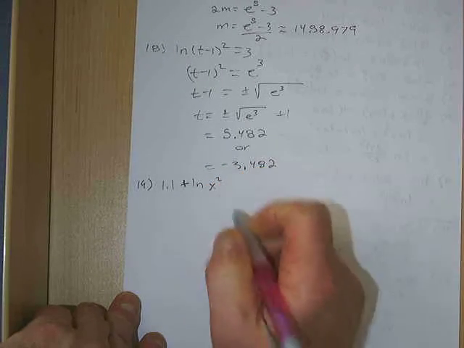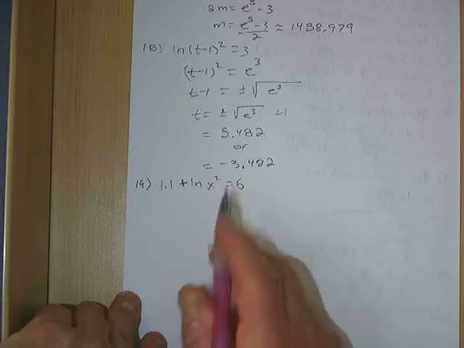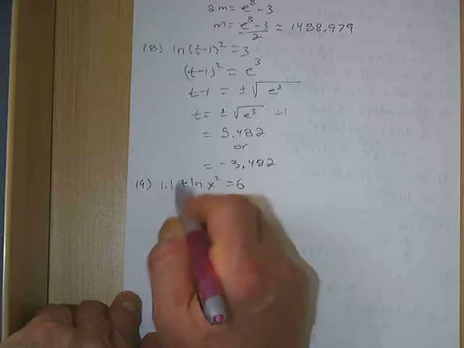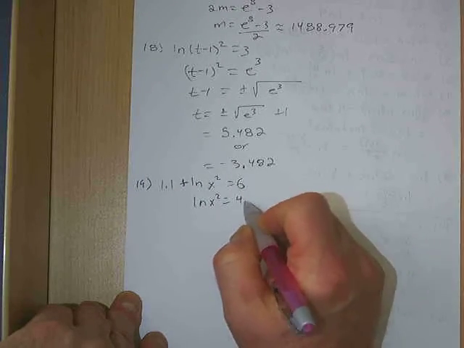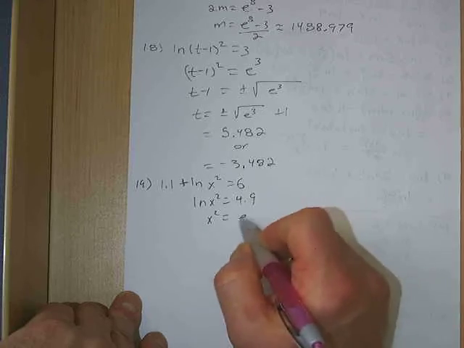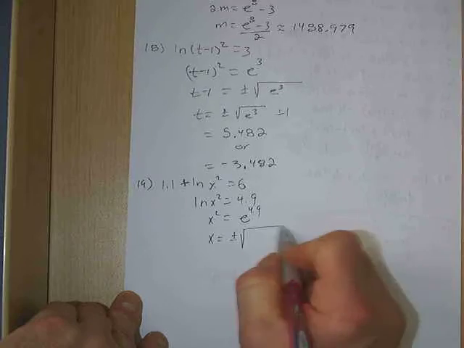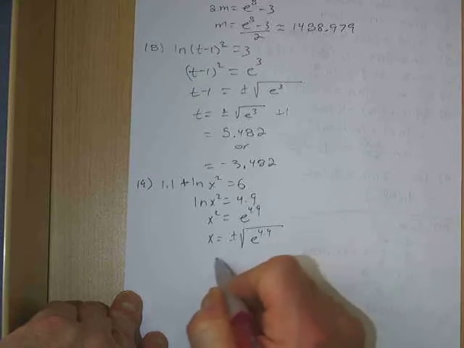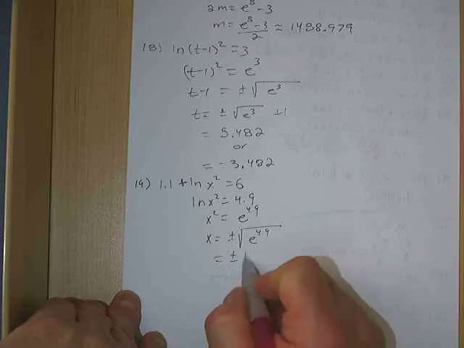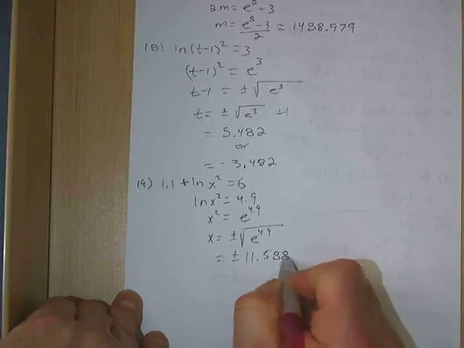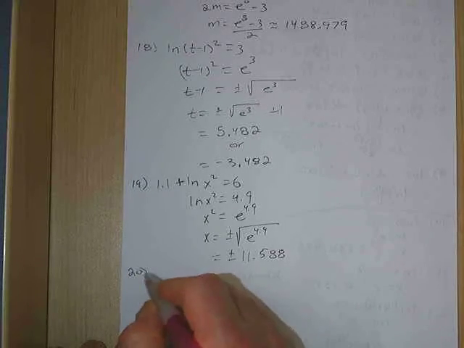19. 1.1 plus the natural log of x squared equals 6. Same idea, x squared, whatever x is, we're going to square it, so we're good. This isn't anywhere near the logarithm. I can subtract it from both sides, and I get 4.9. Then I say x squared equals e to the 4.9, and x then equals plus or minus the square root of e to the 4.9, which is plus or minus approximately 11.588.